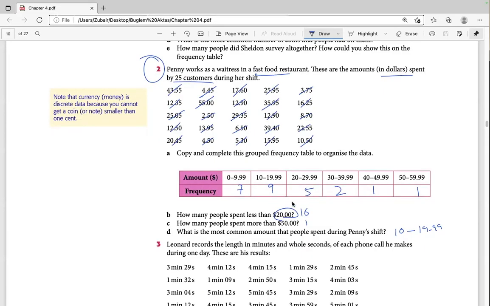If I am drawing bars, even if you answered the question easily, what is the most common amount, you had to give it a glance, like 1 to 2 seconds, and see which one is the highest number. And if this data is displayed in a bar chart, suppose I draw the bars, this is from 0 to 9.99. So let's say this is the height for 7. This is the height for 9. This is the height for 5, height for 2, height for 1, and height for 1.